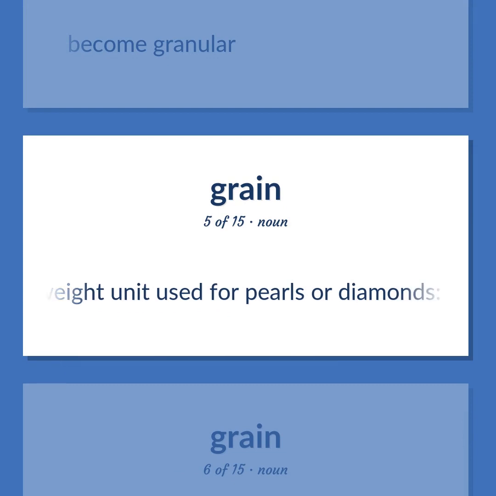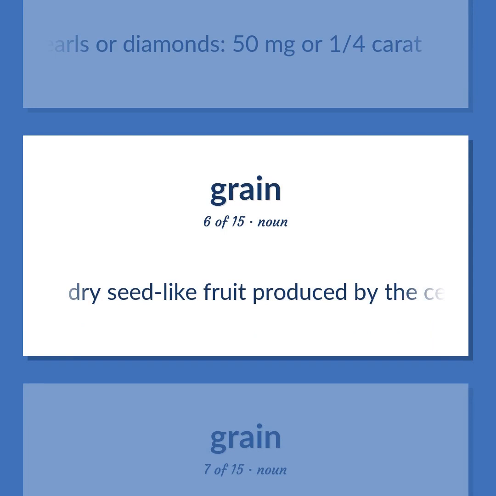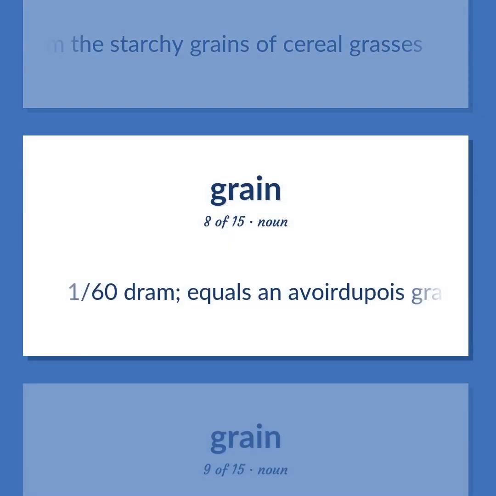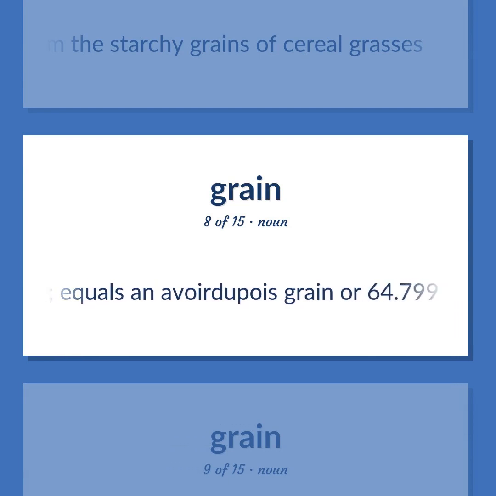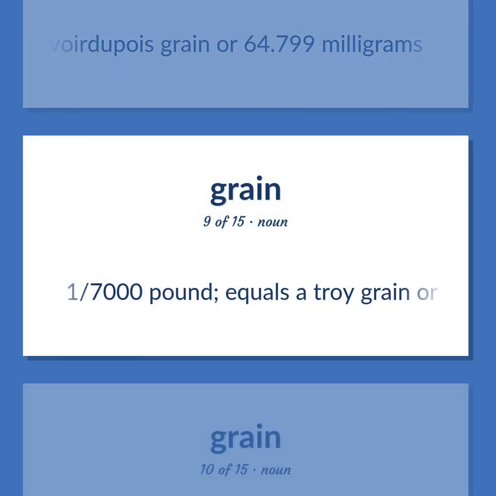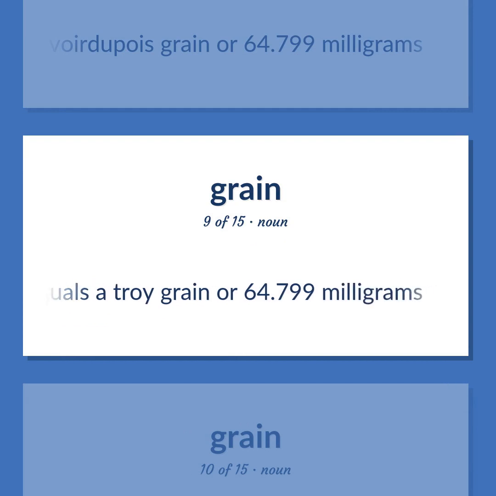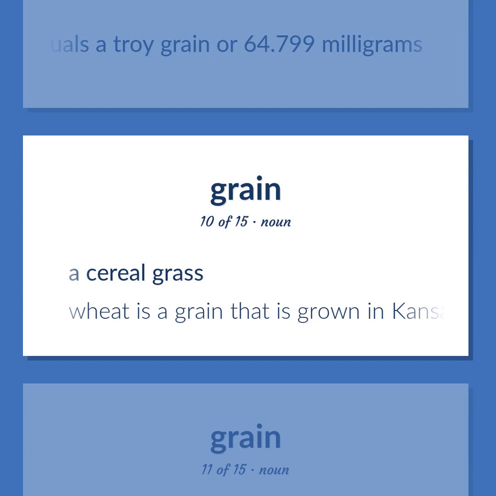A weight unit used for pearls or diamonds, 50 milligrams or 1/4 carat. Dry seed-like fruit produced by the cereal grasses, e.g. wheat, barley, Indian corn. Foodstuff prepared from the starchy grains of cereal grasses. 1/60th dram equals an avoirdupois grain or 64.799 milligrams. 1/7000th pound equals a troy grain or 64.799 milligrams.